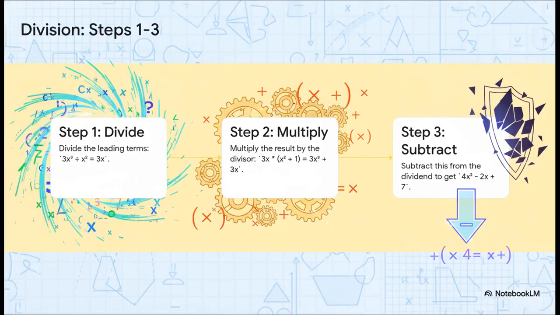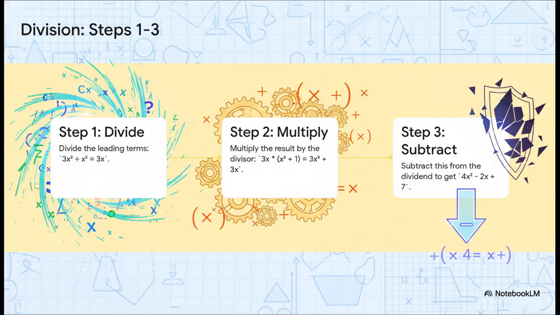Okay, don't get overwhelmed. We're going to do this piece by piece. Step 1. Just look at the very first term of each piece. We divide 3x cubed by x squared. What's that give us? 3x. Easy enough. Step 2. Now we take that 3x and multiply it by our entire divisor, the x squared plus 1. That gets us 3x cubed plus 3x.